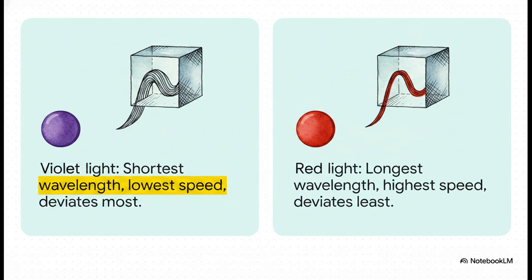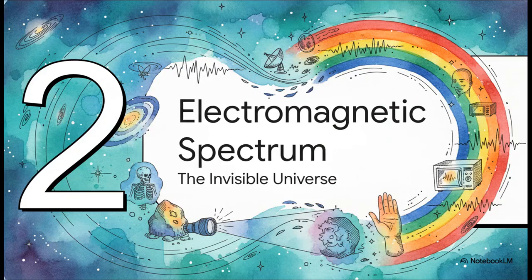See, light of different colors travels at the exact same speed in a vacuum, or out in the air. But the moment it hits a dense medium like glass, the rules change. Violet light, which happens to have the absolutely shortest wavelength, ends up traveling with the lowest speed inside the glass. Because it slows down so much, it gets bent or deviated the most. Red light, on the flip side, has the longest visible wavelength. It cruises through the glass a lot faster, so it deviates the least. And that right there, that difference in speed and bending, is exactly what pulls the white light apart into a rainbow.